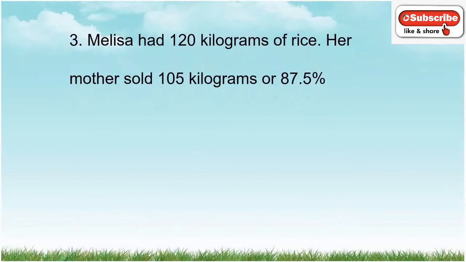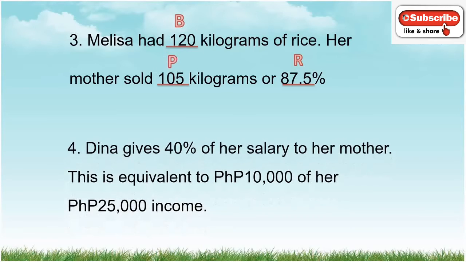Number 3. Melissa had 120 kilograms of rice. Her mother sold 105 kilograms or 87 and 5/10%. 120 is the base, 87 and 5/10% is the rate. 105 is the percentage.